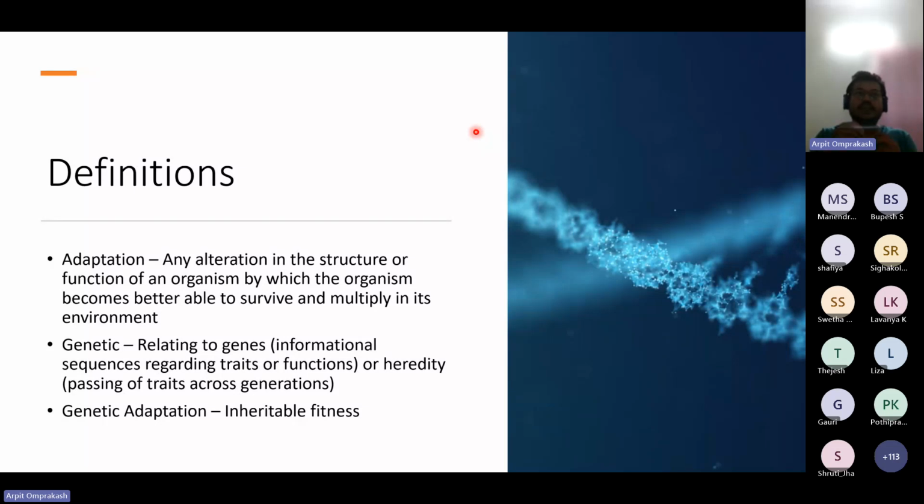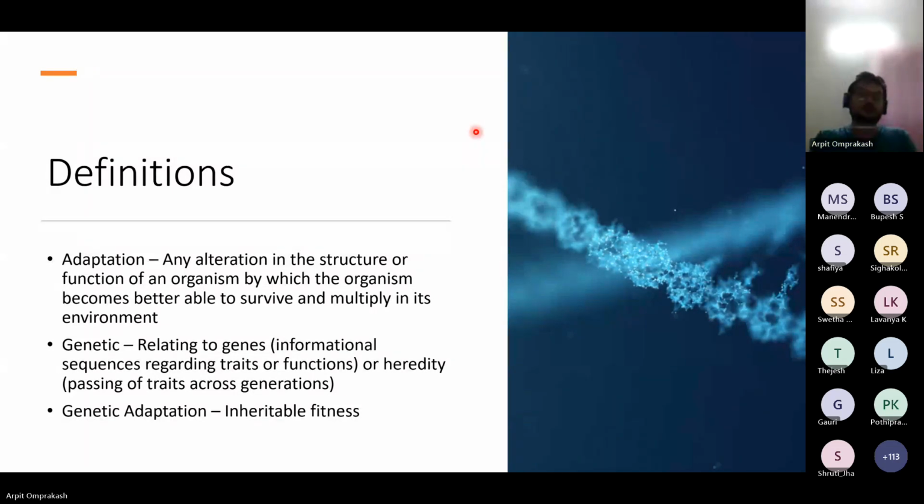So basically, traits that are inheritable and that can help you adapt to your environment are called genetic adaptations, or basically traits or characteristics that help you function better or survive better in your habitat or environment. And if those traits are heritable, that is, they can be passed from you to your offspring, then they are called genetic adaptations or inheritable traits.